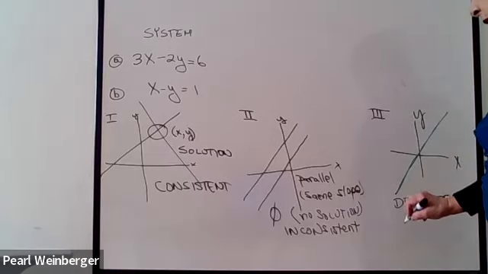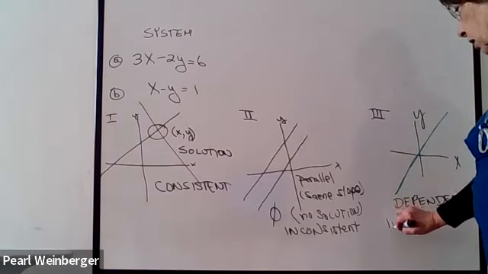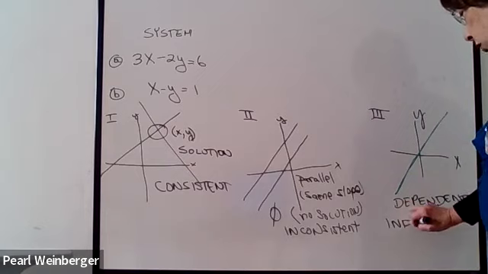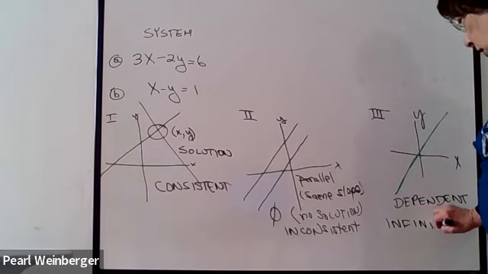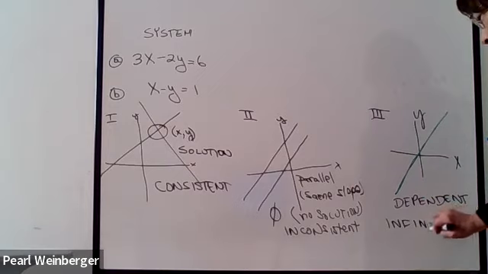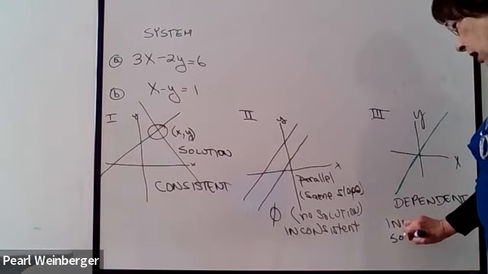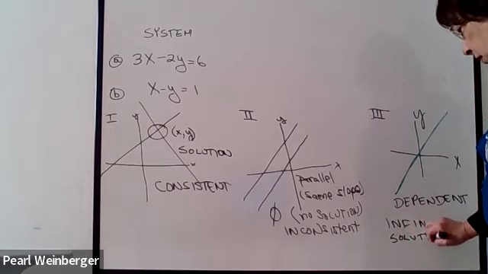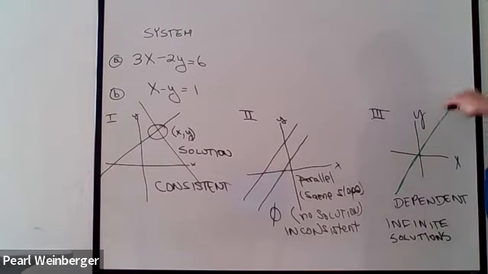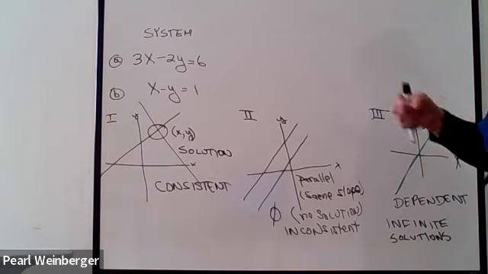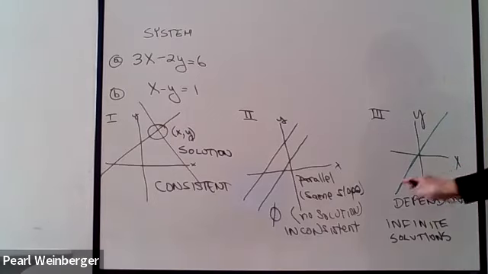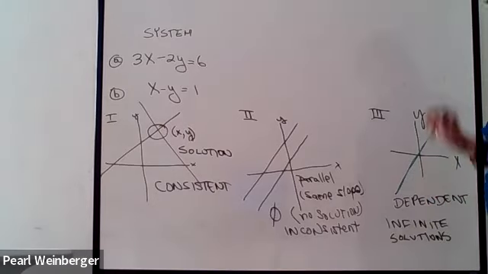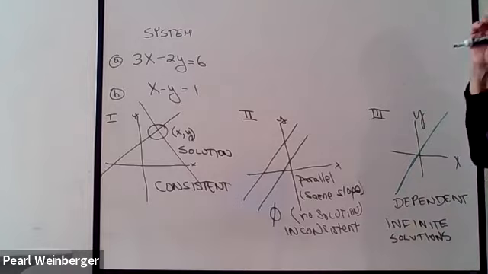In terms of solutions, there's an infinite number of solutions. Infinite means endless, infinite solutions. Any point on the line. There are an infinite number of points on a line. Any point on either one of those lines is going to be the same. So there's an infinite number of solutions in a dependent system of equations.